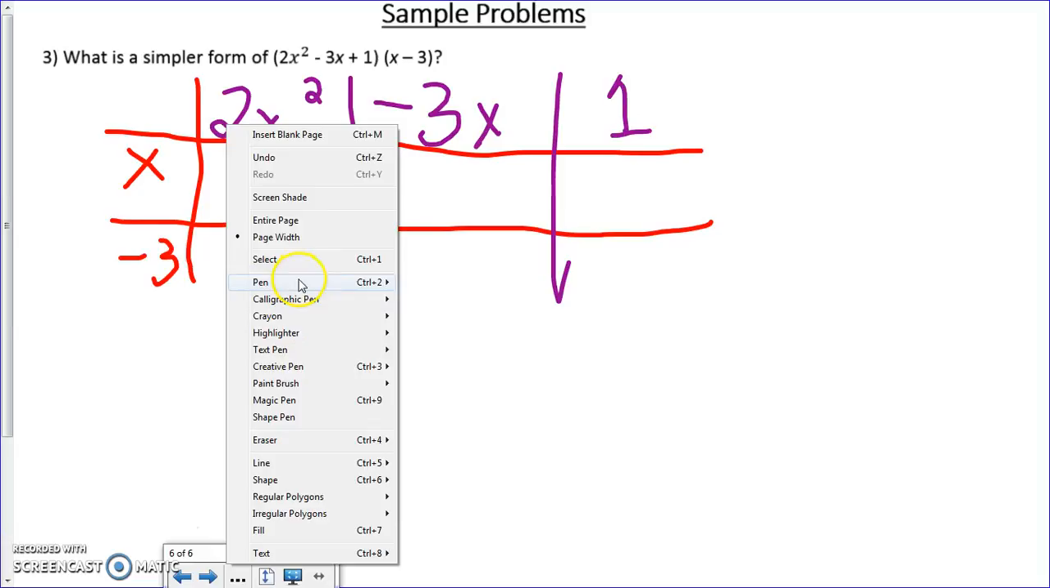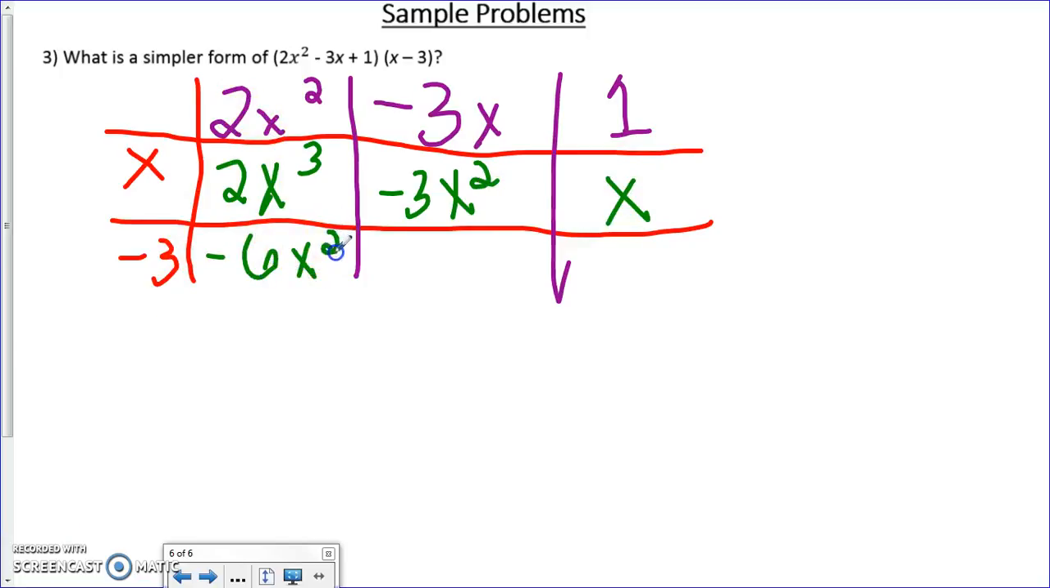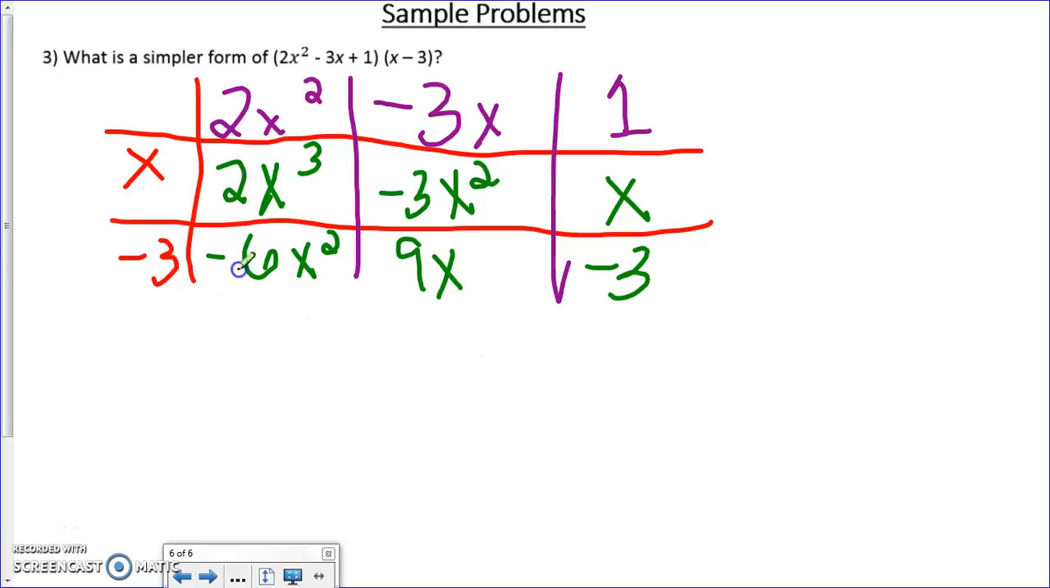And now I'm going to multiply. 2x squared times x is 2x cubed. X times negative 3x is negative 3x squared. X times 1 is x. Negative 3 times 2x squared is negative 6x squared. Negative 3 times negative 3x is positive 9x. Negative 3 times 1 is negative 3. And remember, if you do this correctly, your like terms should be diagonal. Here's one, and here's the other one.